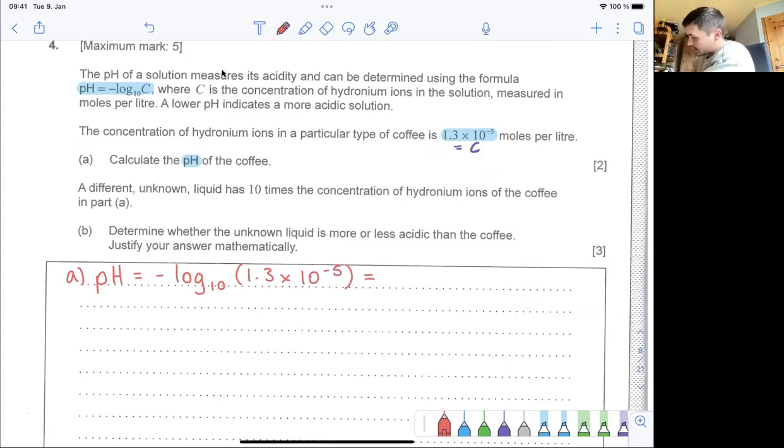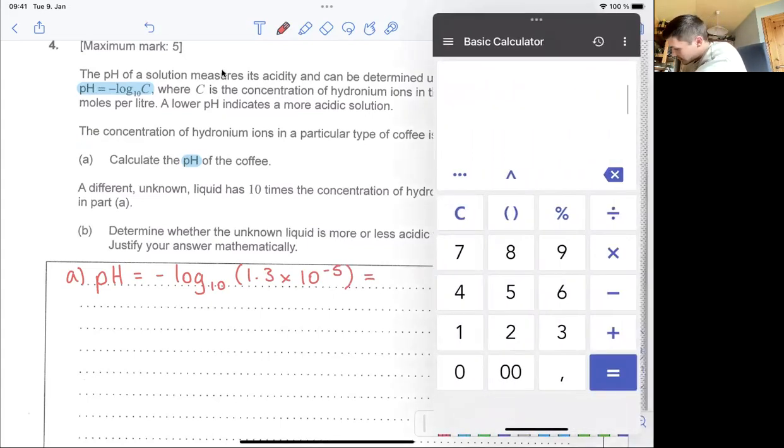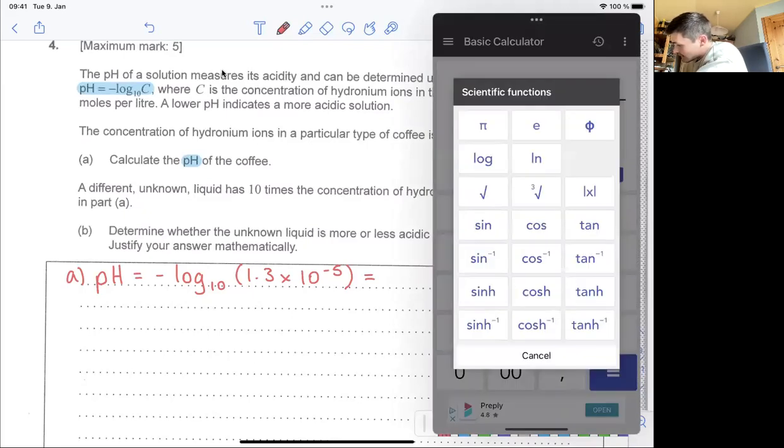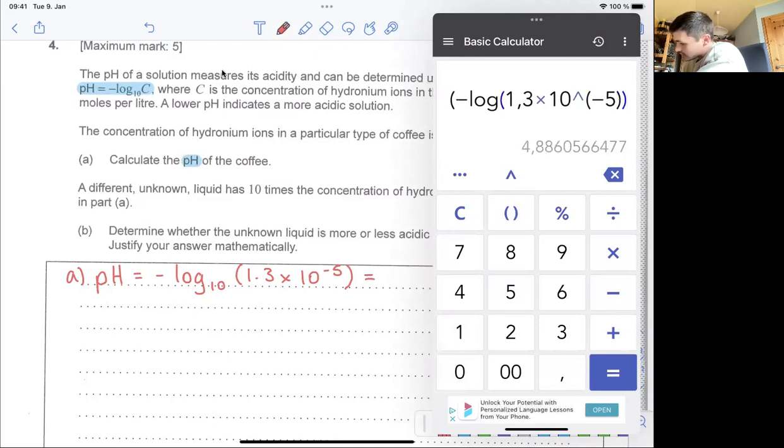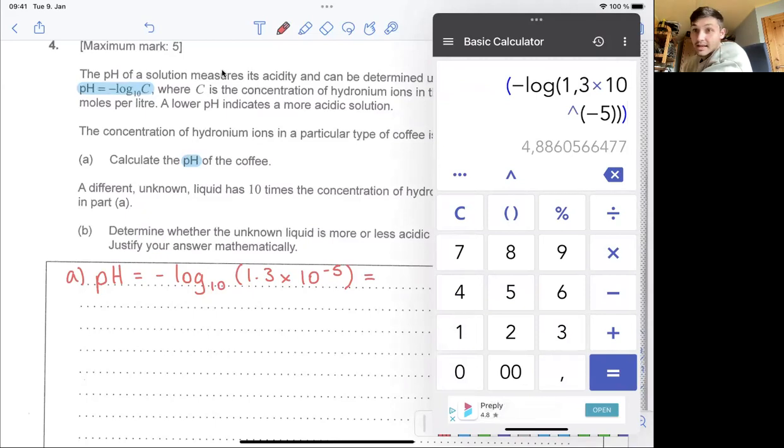Okay, let's find out what that is. I'll bring this over. Oh, whoops. Negative log of 1.3 times 10 to the power of -5. You'll see you haven't had to put to the base 10 here because the standard log is base 10. So you can just put log. It'll be the same in your calculator as well. The standard log is base 10. And so yeah, there we have our answer.